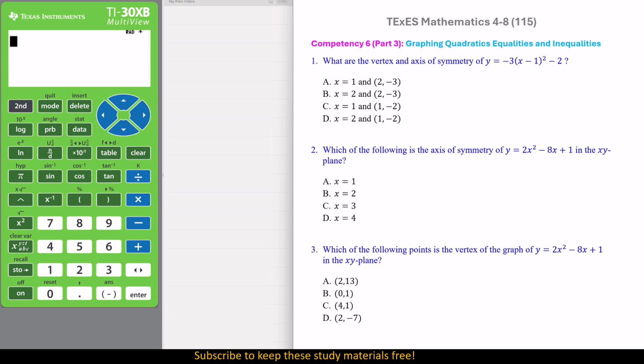Number 1, what are the vertex and axis of symmetry for y equals -3(x minus 1) squared minus 2? Okay, this is what we call vertex form. It's very convenient. So if we solve this for x, we get x equals 1. And this is our axis of symmetry.